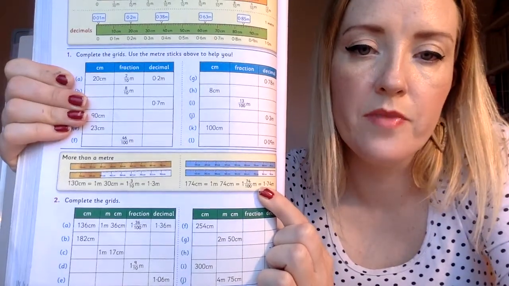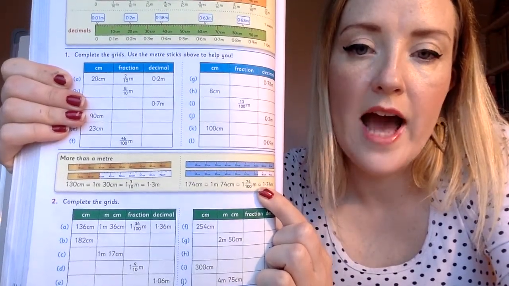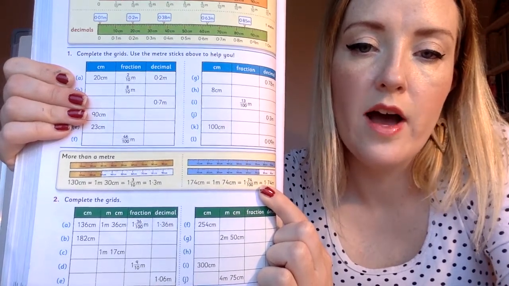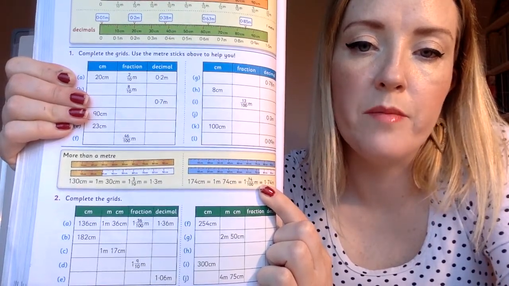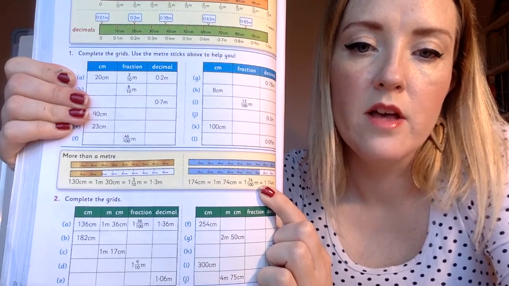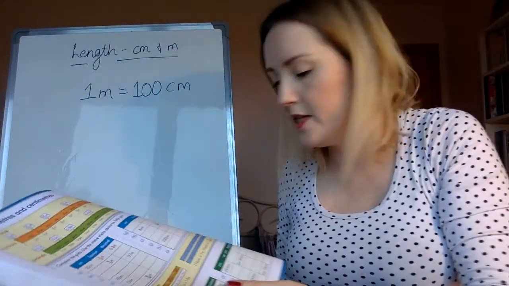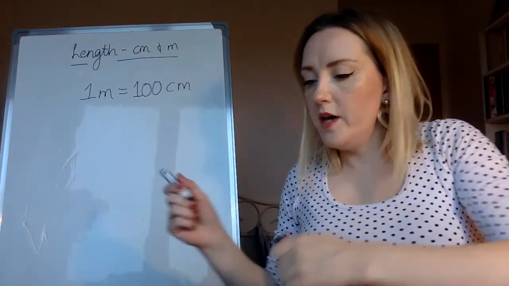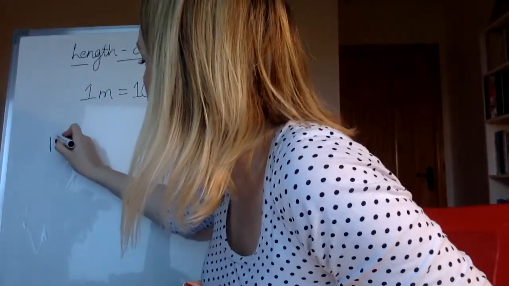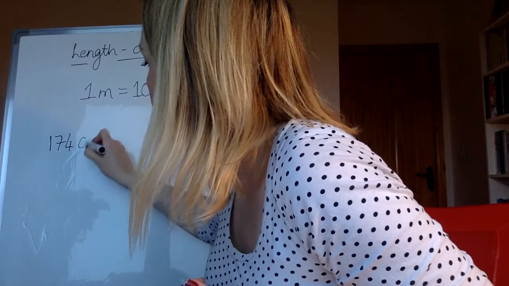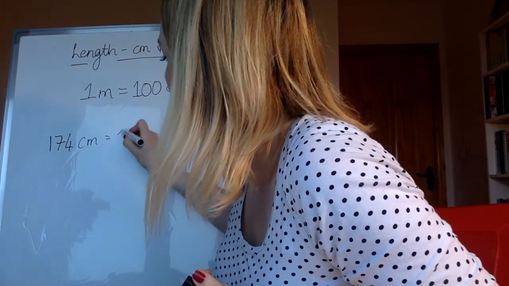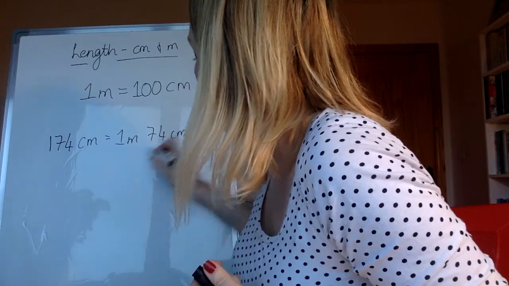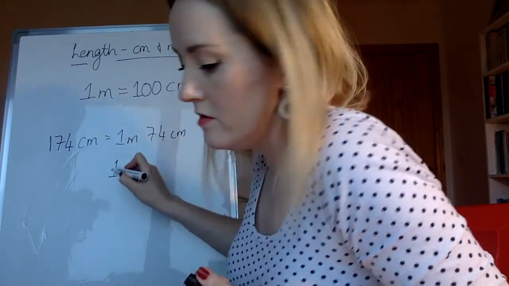So you can see 1 and 74 over 100 of a metre, okay? If anybody's confused by that, let me just write it out here. 174 centimetres is equal to 1 metre, 74 centimetres, okay?